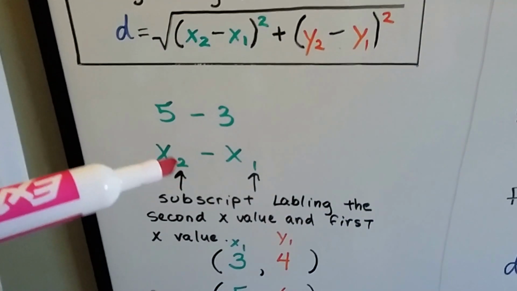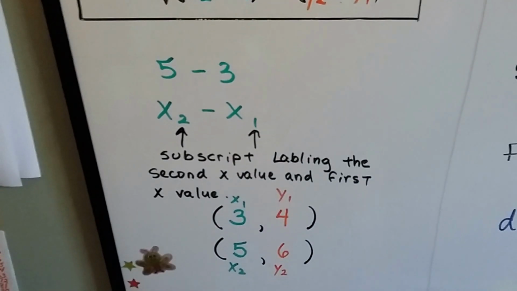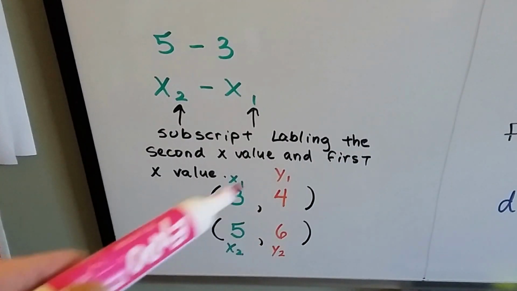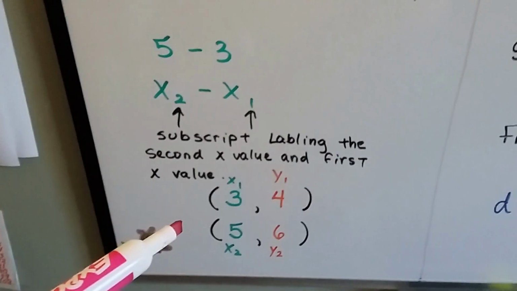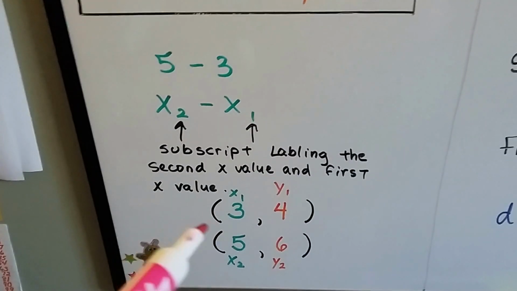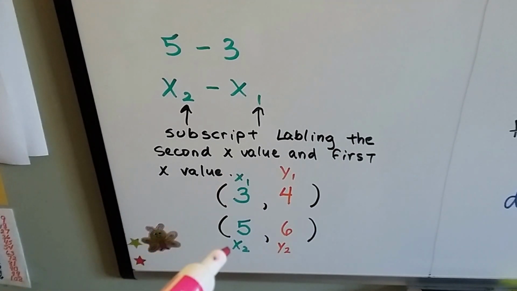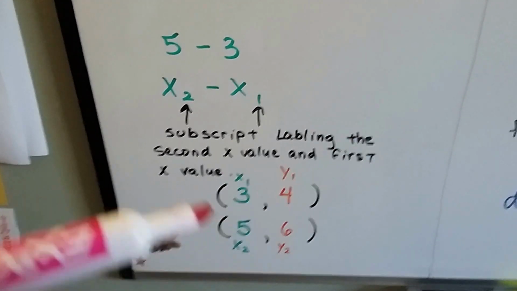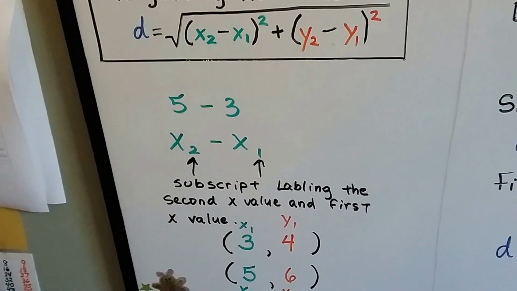So these little numbers are subscripts labeling the second value and the first value, so we could tell them apart. If we just saw this with the 3, 4, and the 5, 6, we wouldn't know how to follow the formula, so they tell us, okay, well, that's the first x, that's the second x, so that's got a sub 1, that's got a sub 2, see? So we know we need to do 5 minus 3, see? And then we would square that.